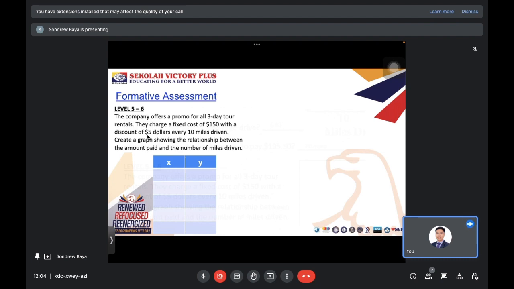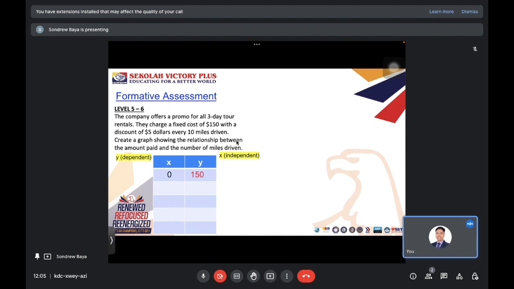And that is $5 every 10 miles. So the moment they avail in this promo, they haven't driven yet. By the way, the independent variable here is the number of miles driven. And we can identify the total cost, the amount to be paid, after we know the miles driven. Thus, amount paid becomes our dependent variable y. Again, going back, the moment they avail on this promo, automatically they will be charged $150. That means (0, 150) for (x, y).